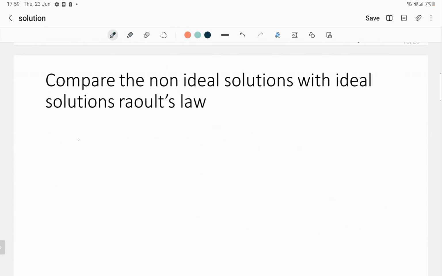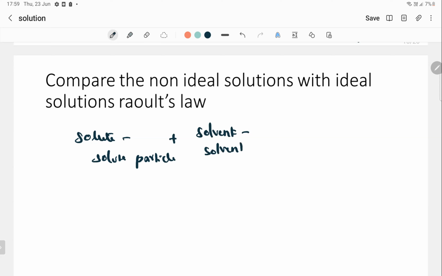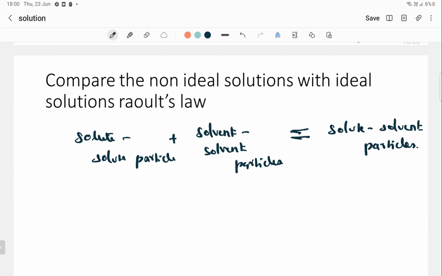There we have seen that solute-solute interaction is equal to solute-solvent interaction. Clear? That is what is equal in ideal solutions and Raoult's law. In positive deviation, you can see this will have a low intermolecular attraction. Here it will have a high intermolecular attraction. In negative deviation, it will be quite vice versa.